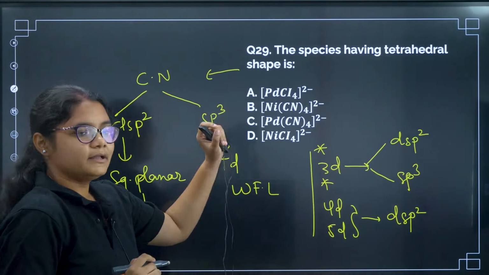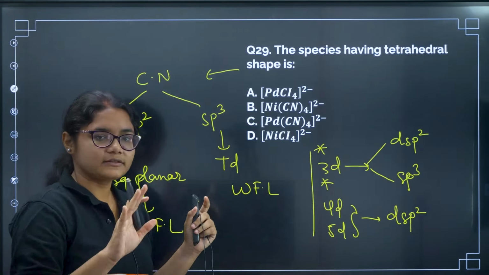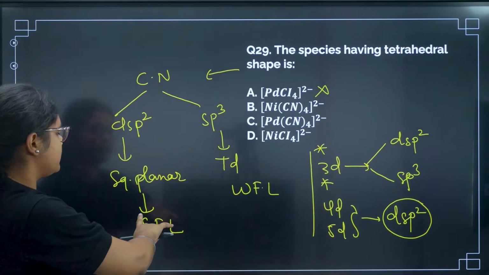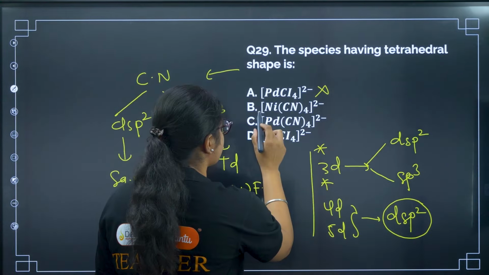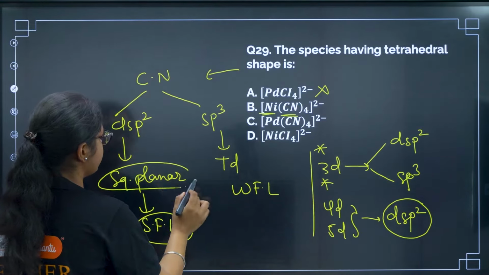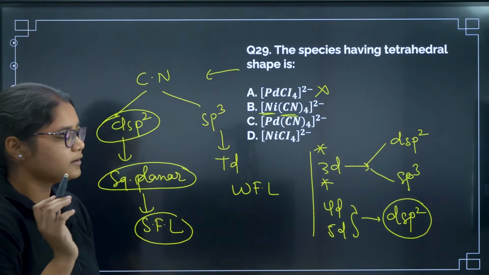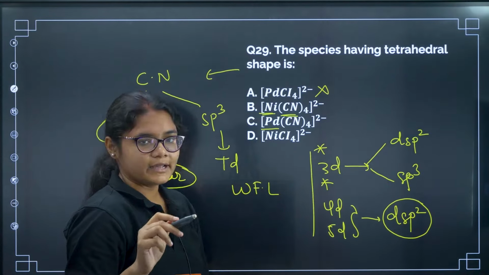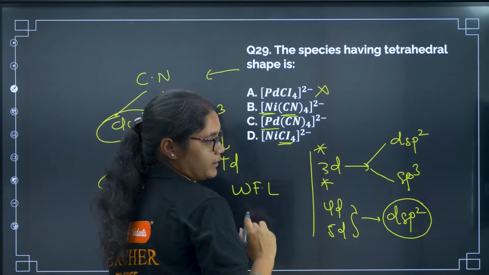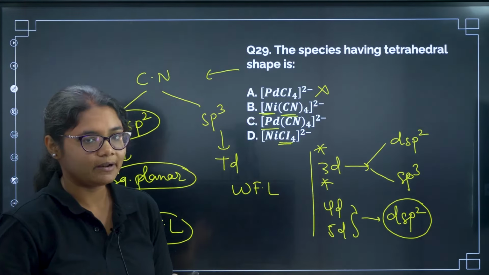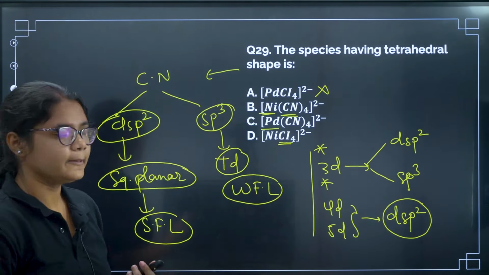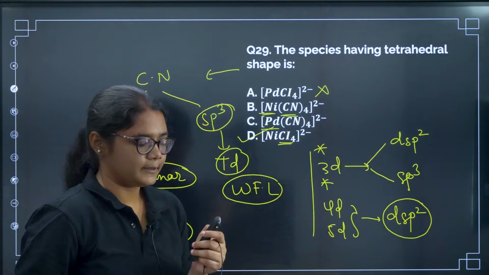Okay, now see, palladium and platinum are not 3d elements, so they will have dsp2 hybridization, and the shape will be square planar. Now nickel is a 3d element, but with a strong field ligand, that means it will have dsp2 hybridization and a square planar complex. Palladium is again not a 3d element, so it will also have dsp2 and square planar. If you see nickel with chlorine, chlorine is a weak field ligand. Nickel is a 3d element, so it will have a weak field ligand, so tetrahedral and sp3 geometry. So the correct answer for this question is option D.